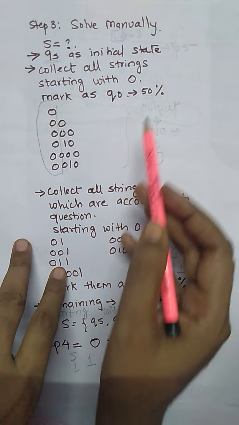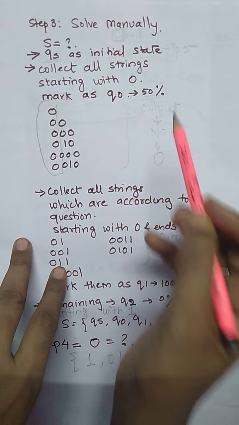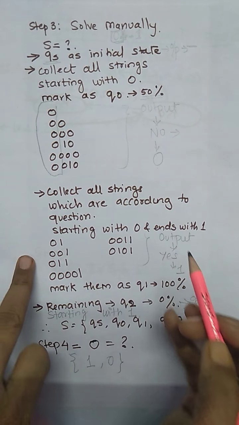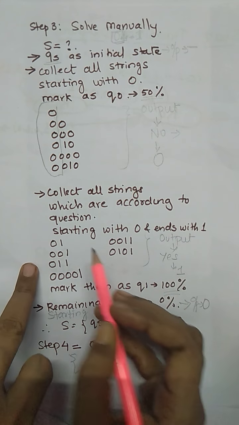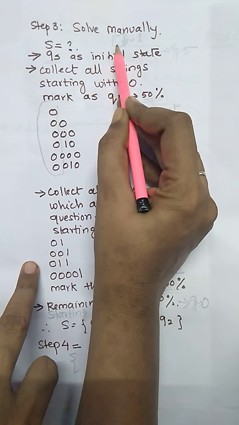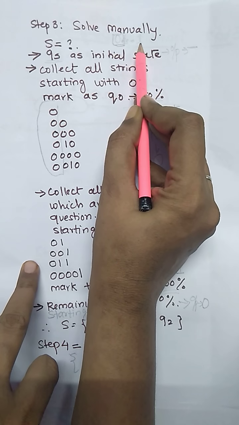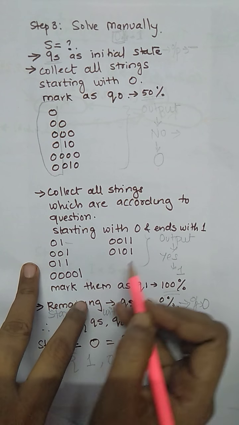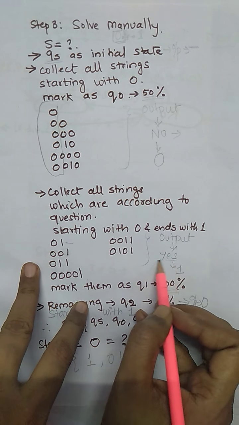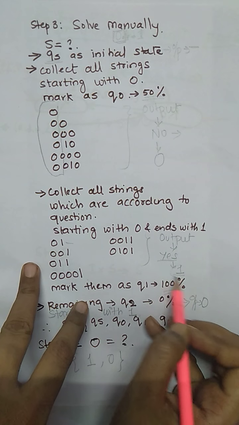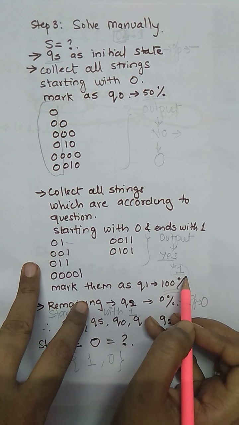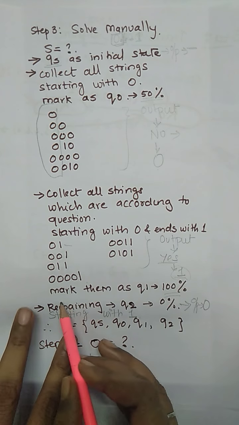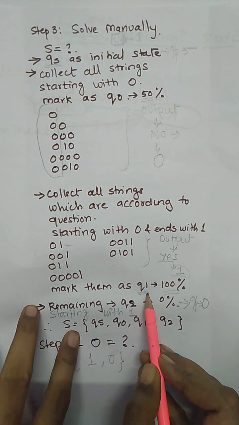Now after 50% of the solution, we are going to proceed to the 100% of our solution. So 100% of the solution means the string should start with 0 and end with 1. All the strings which have this kind of combination will be marked with output 1, and that output we are going to mark as 1. So this kind of string will be marked as the state Q1.